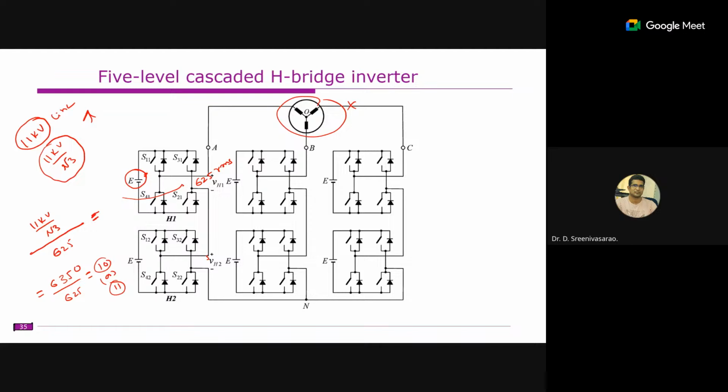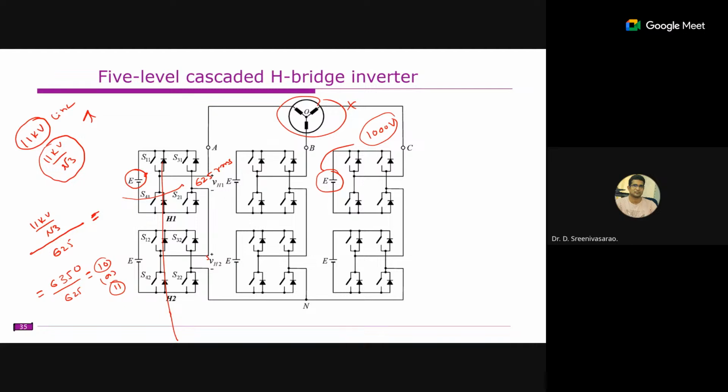So that means 10 or 11 H bridges you need to connect in cascade per phase. And another thing is that each DC voltage you're supposed to maintain at 1000 volts. If you don't want this 10, you can always change it.